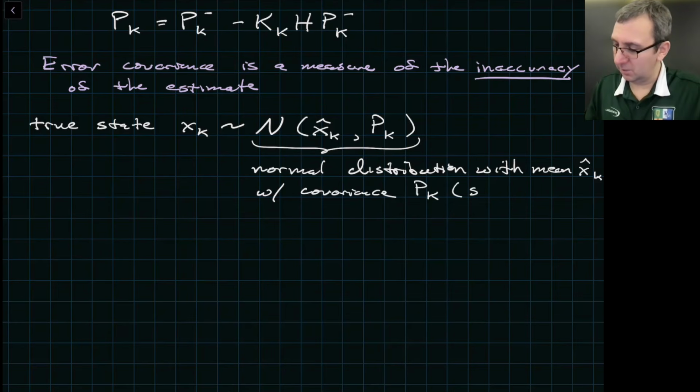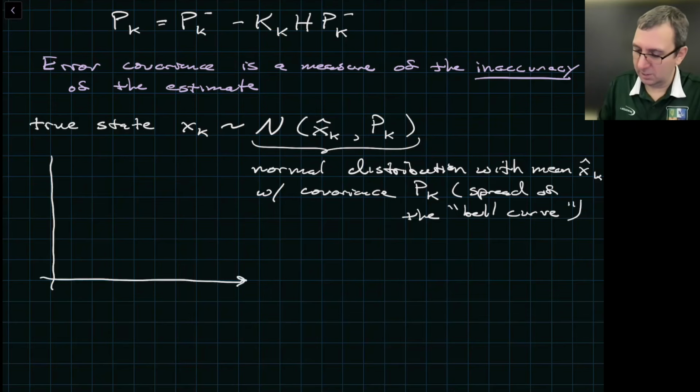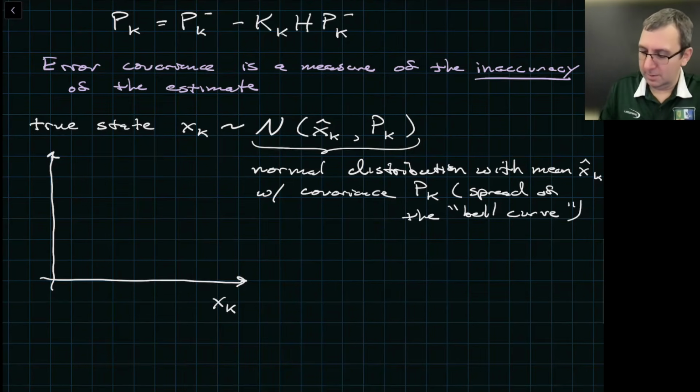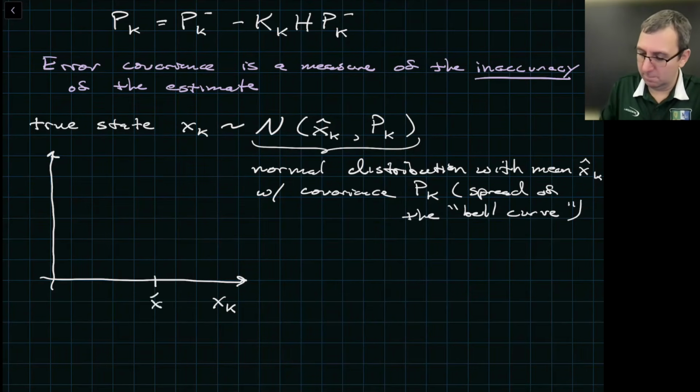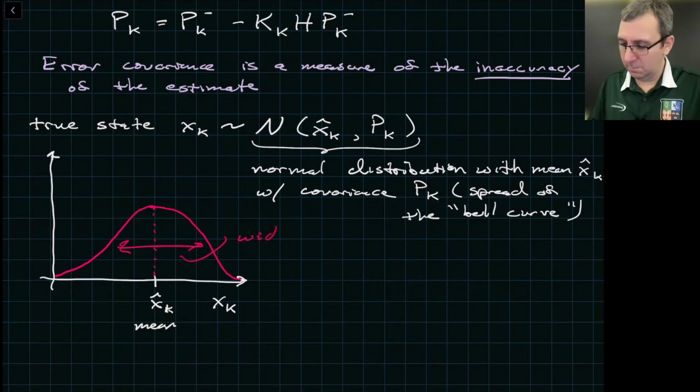This is related to the spread of the bell curve, right? So what's going on here? If I were to make a little sketch, this is xk, the true state that we don't really have access to. There's a mean, and then you just kind of do a dashed. There's a bell curve around the mean. So the true value, the best estimate is that it's going to be the mean. This width is related to Pk.